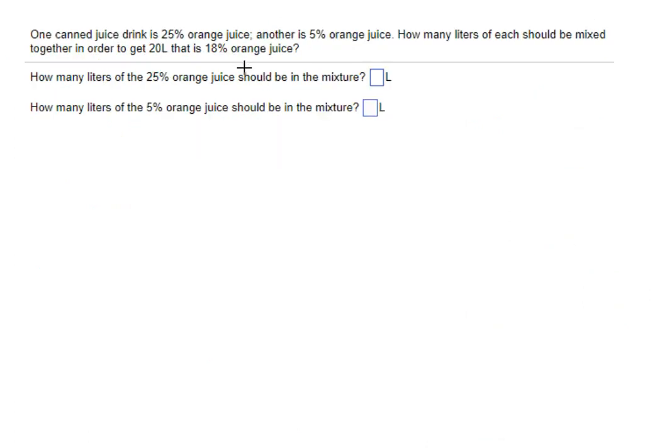Okay, let's take a look at this next word problem. We have one canned juice drink that is 25% orange juice. Another is 5% orange juice. How many liters of each should be mixed together in order to get 20 liters that is 18% orange juice?